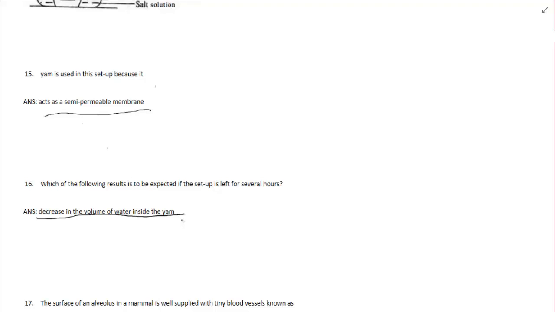That is what? Semi-permeable. So if the setup is left for hours, it decreases the volume of water inside the YAMB.